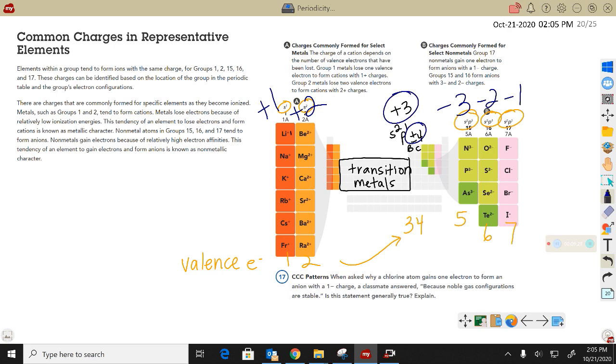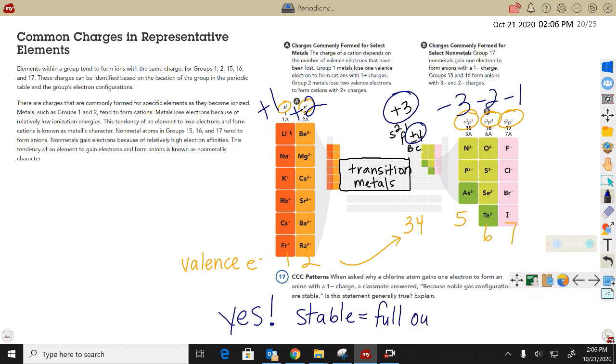Which then brings us to question 17, looking at patterns. When asked why a chlorine atom gains 1 electron to form an anion with a 1- or -1 charge, a classmate answered, because noble gas configurations are stable. Is this statement generally true? You bet it is. Yes, it is. Stable means full outer shell, full outer energy level of electrons.